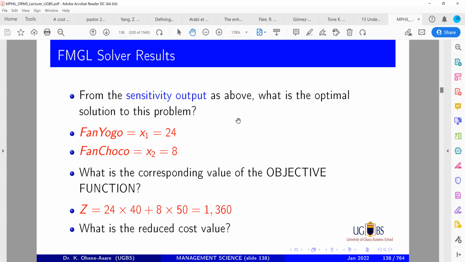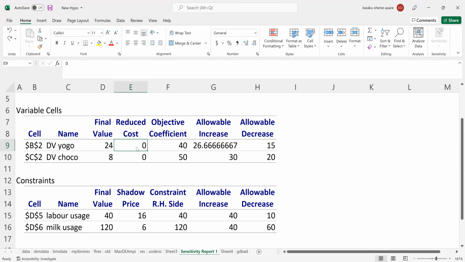In your sensitivity report, you will see something known as the reduced cost value. What is that? Let me go back and show you. There's a column called the reduced cost value. Guys, your understanding of the reduced cost value is very important. The first thing you want to notice is this: each decision variable has a final value and has a reduced cost value.